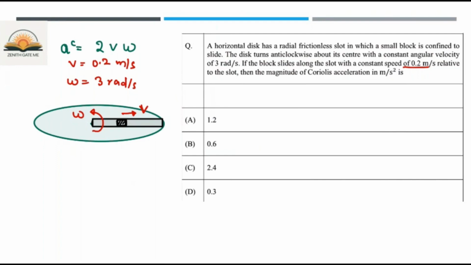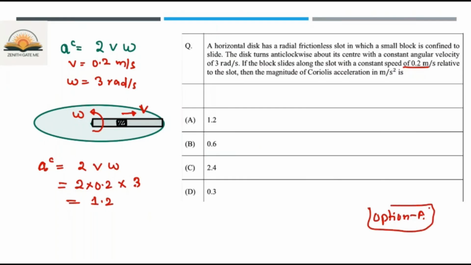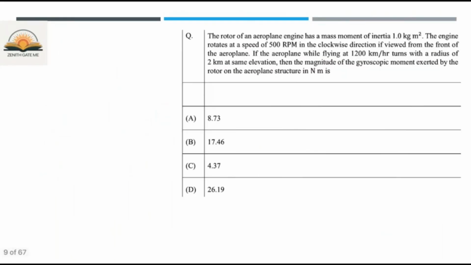So as you know, the Coriolis acceleration is nothing but 2 times V into omega. The velocity which is given is 0.2 and omega is 3. So what you will get is 1.2. That means option A is the correct answer. Okay, so this is also a 1 mark question. Fine. Now let's move to the next question.